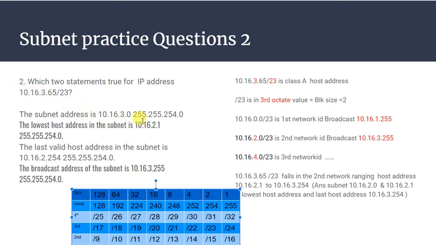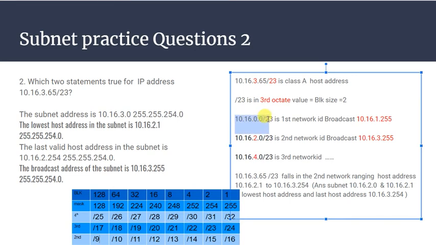The block size is 2 again, so we know it will increment by 2. The first network ID will be 10.16.0.0/23, the next network ID is 2, and the next one will be 4. This is how the network IDs keep expanding, and this 3 is coming between this network, in this address. Based on this we see the subnet address is 10.16.3.0. No, it's not, it's 2.0. The subnet address is 2.0, so that option is wrong.